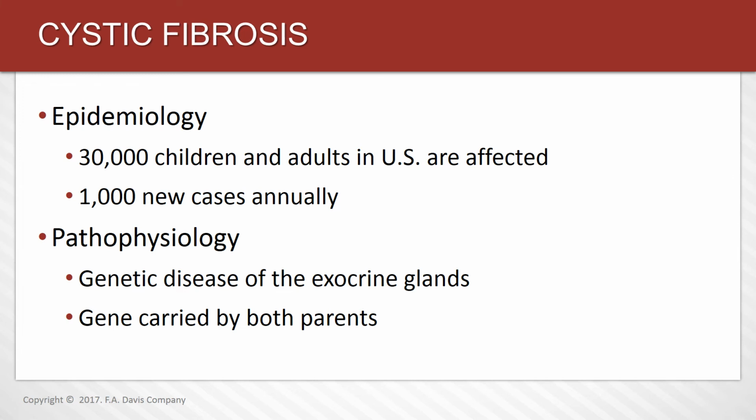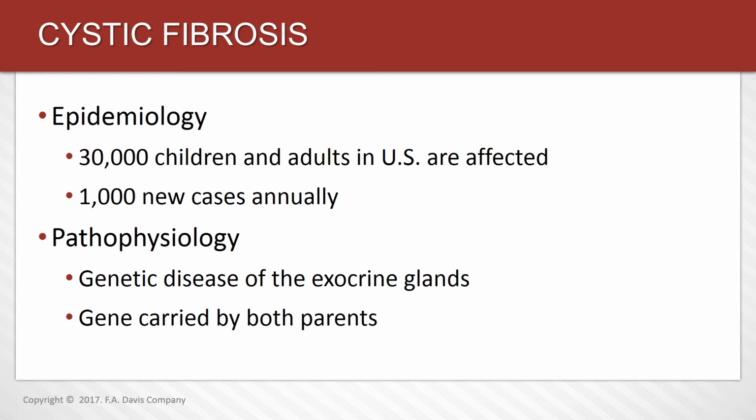Again, it is a genetic disorder of the exocrine glands, right? So the glands that secrete into a duct, also called duct glands. Here, that means the sweat, salivary, and pancreatic glands. It is caused by a defective gene, the cystic fibrosis transmembrane conductance regulator, a gene that is carried by both parents.